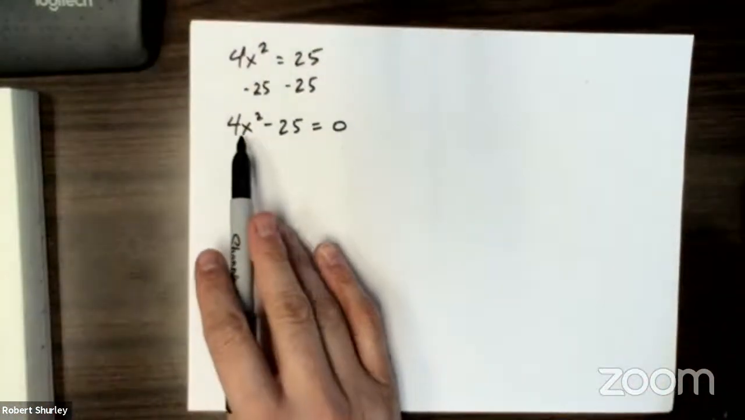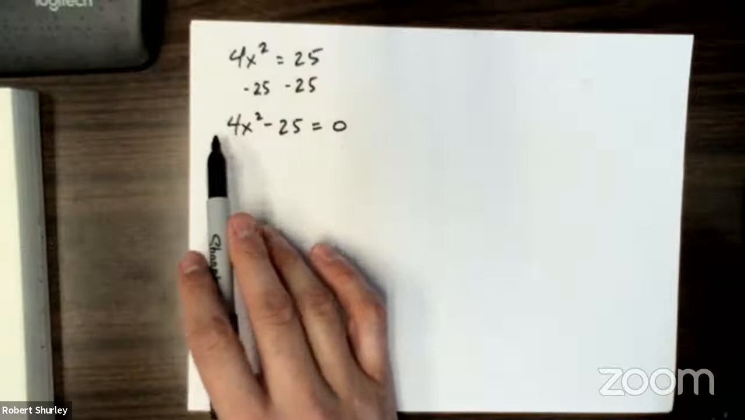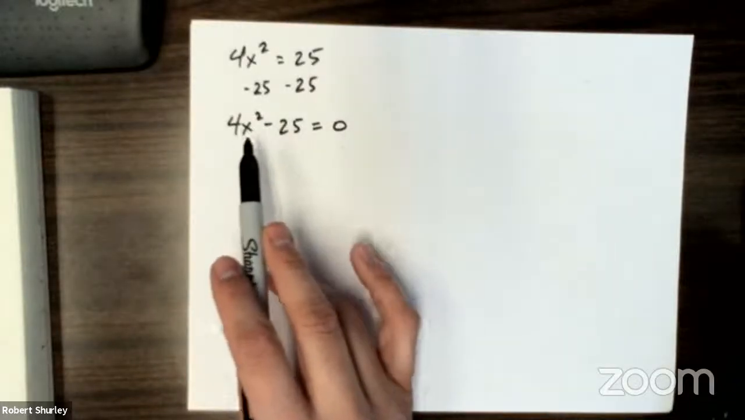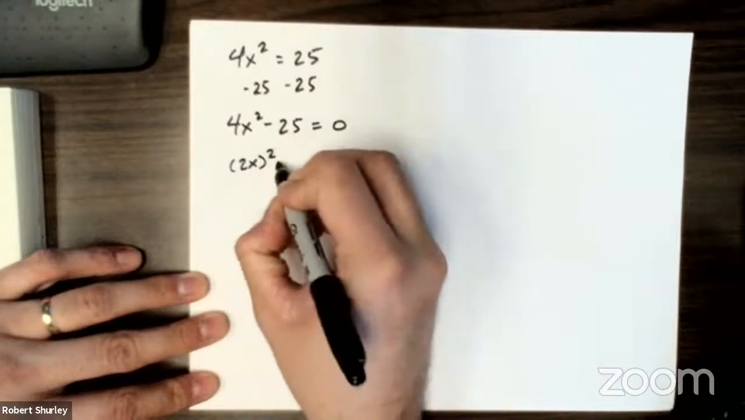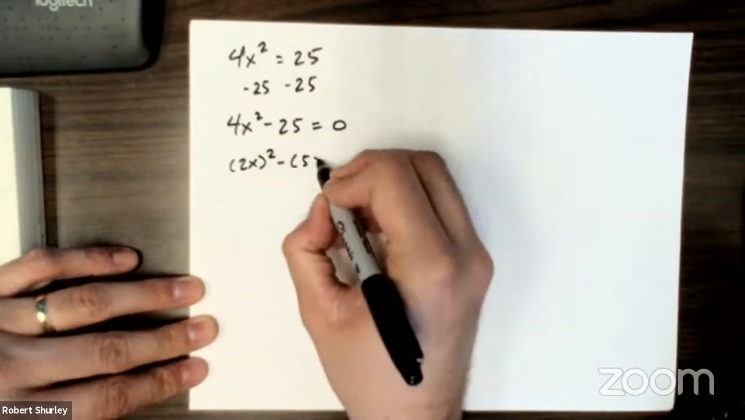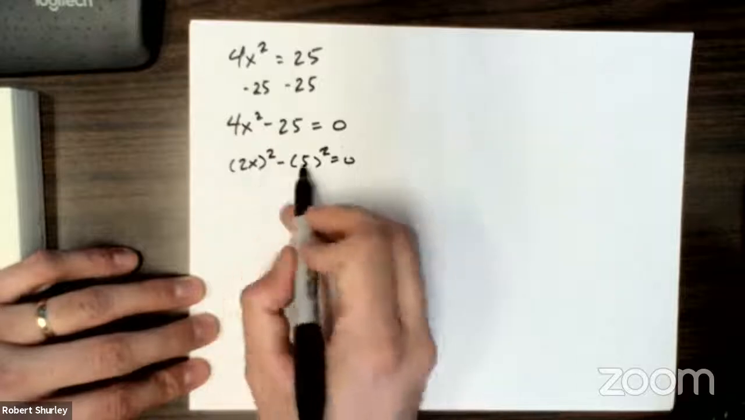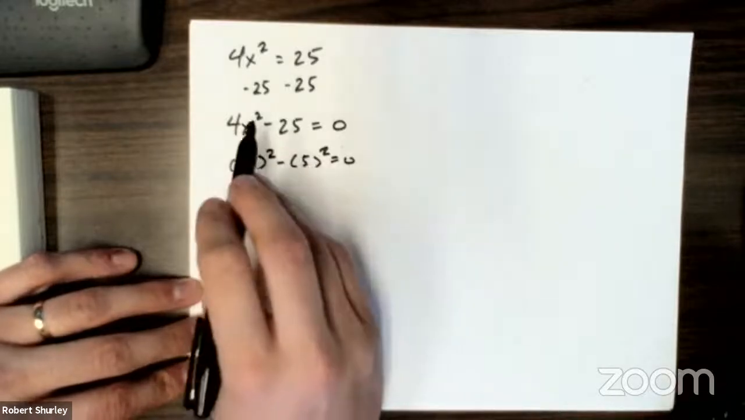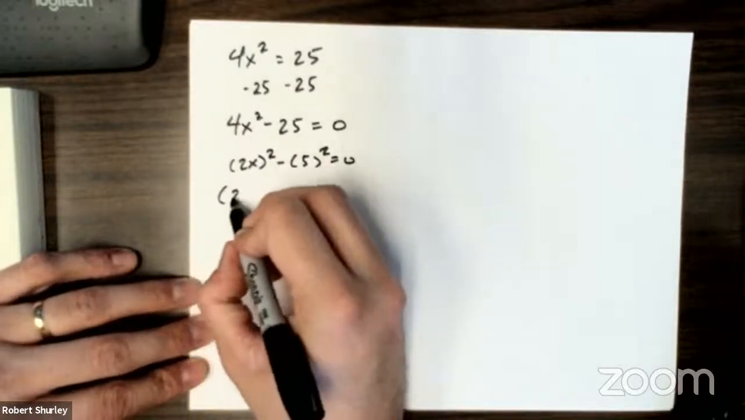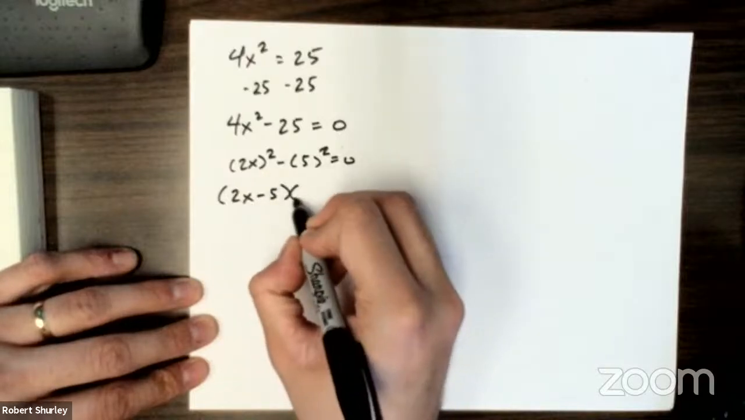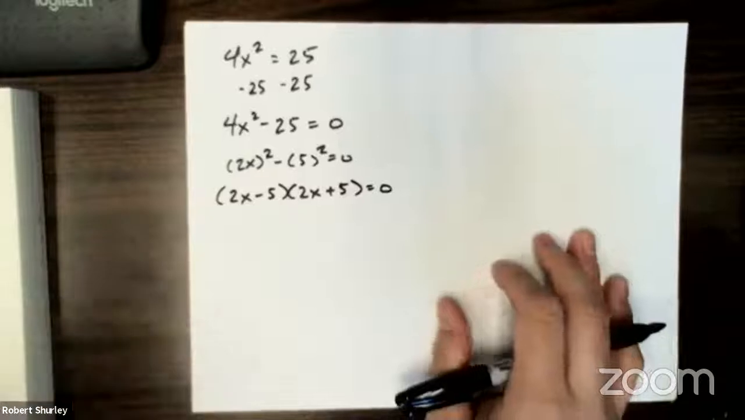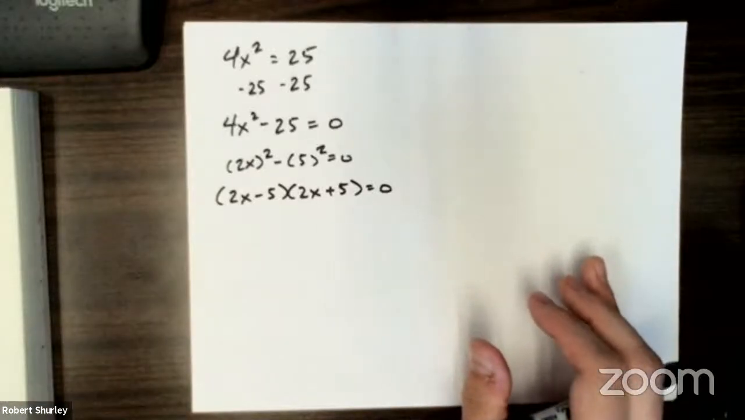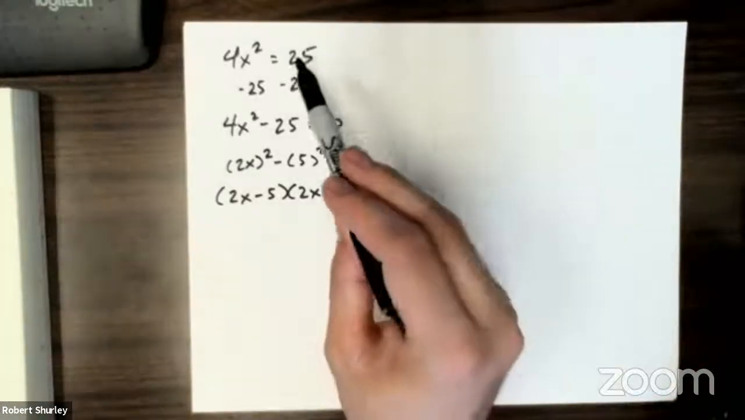Well, this turns out to be a difference of squares, which the book went over in section 5.6. So it says, look, you can write this as 2x squared, and you could write 25 as 5 squared. So because we can write them as a difference of squares, this factors as 2x minus 5 and 2x plus 5 equals 0. Okay?